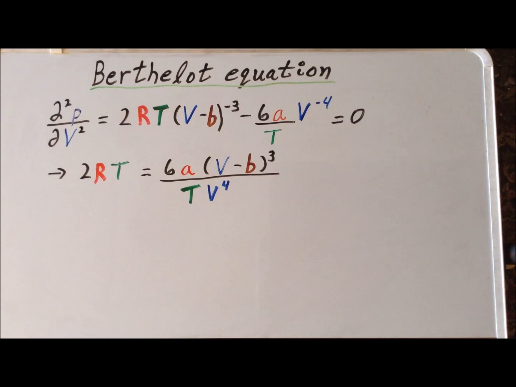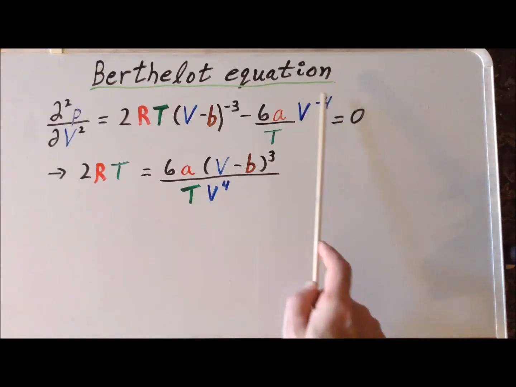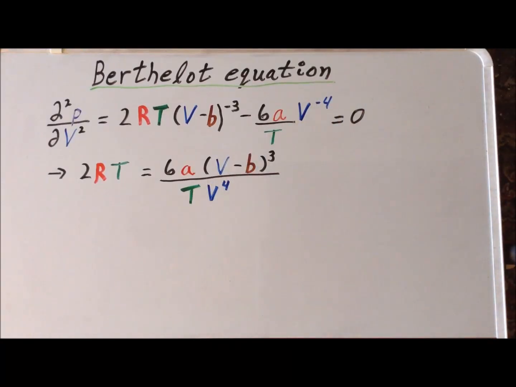Here we've combined two steps. First, we've added 6A V to the minus 4 over T to each side, and then we've multiplied each side by the quantity V minus B to the third power. So now we get 2RT equals 6A, the quantity V minus B cubed, over T V to the fourth, where we've replaced the V to the minus fourth by a V to the fourth in the denominator, just to make the algebra less complicated.